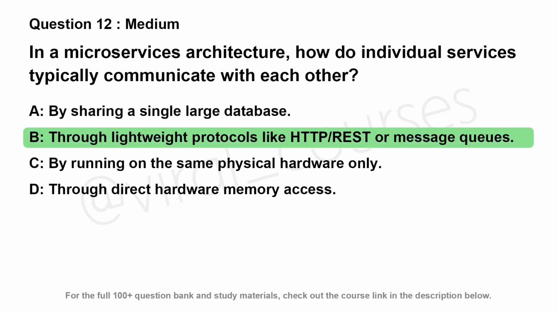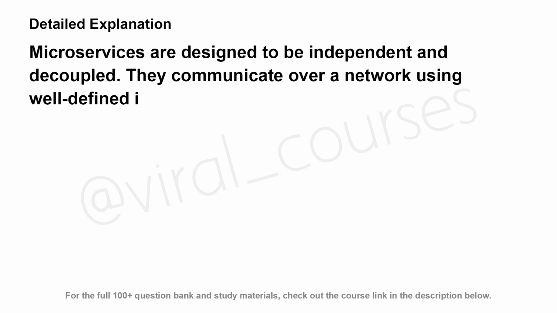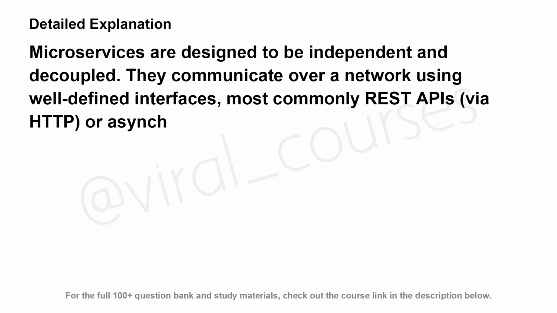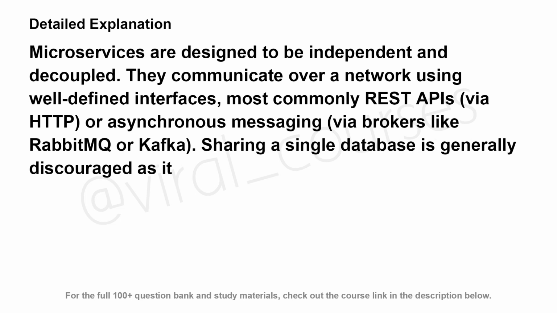The correct answer is B. Microservices are designed to be independent and decoupled. They communicate over a network using well-defined interfaces, most commonly REST APIs, via HTTP, or asynchronous messaging, via brokers like RabbitMQ or Kafka. Sharing a single database is generally discouraged as it creates tight coupling.